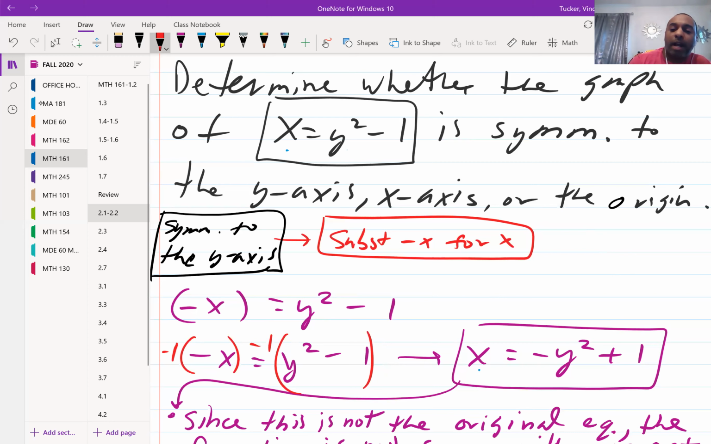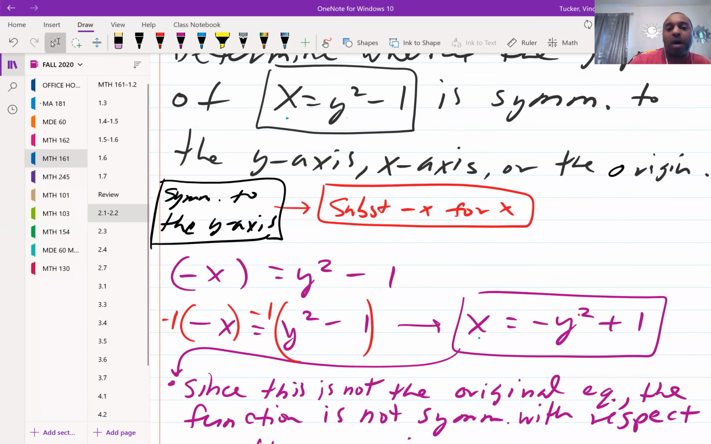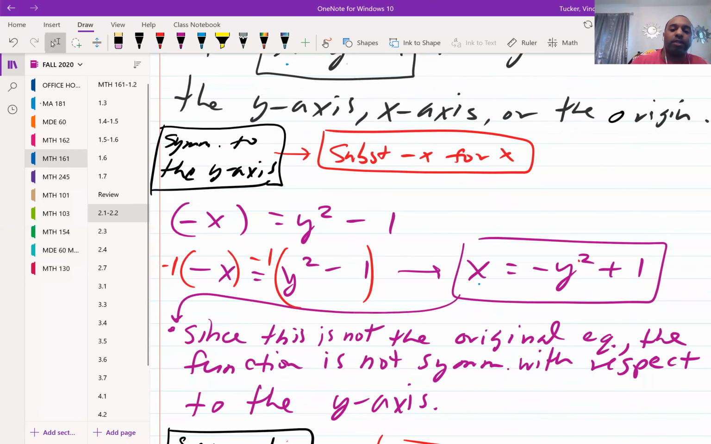So now we see that I have x equal to negative y squared plus 1. And so we know that that's not the same as the original equation. The original equation was positive y squared minus 1. And so since this is not the original equation, the function is not symmetric with respect to the y-axis.